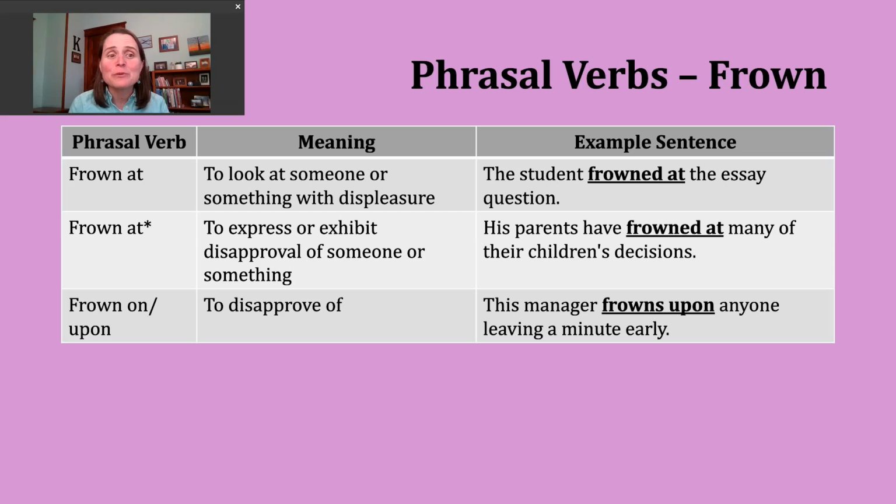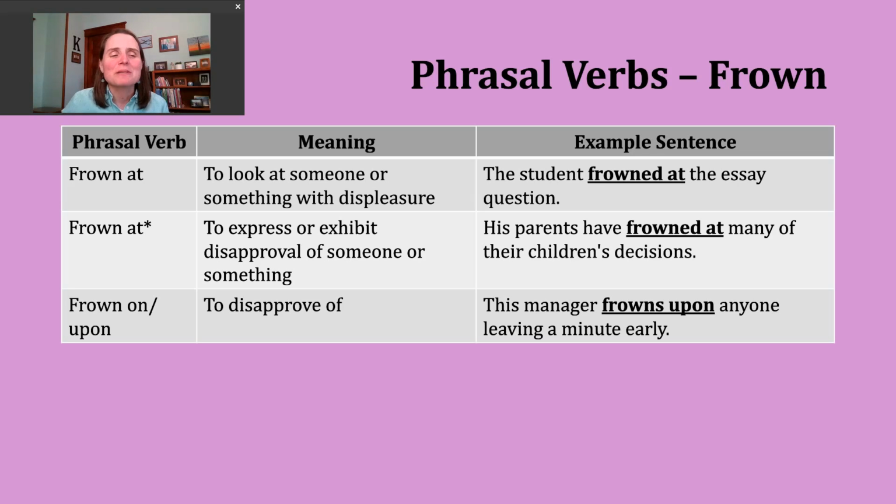Now, a second way to use frown at can mean to express or exhibit disapproval of someone or something. So, an example of this might be, his parents have frowned at many of their children's decisions. Okay? So here, it might not only mean just their look, it could include some other actions or words, but it's suggesting they do not approve of the decisions this group of children have been making.